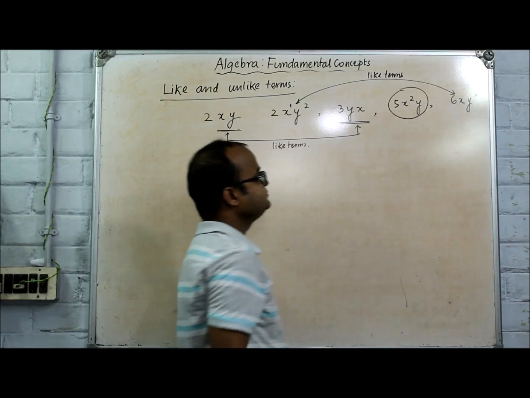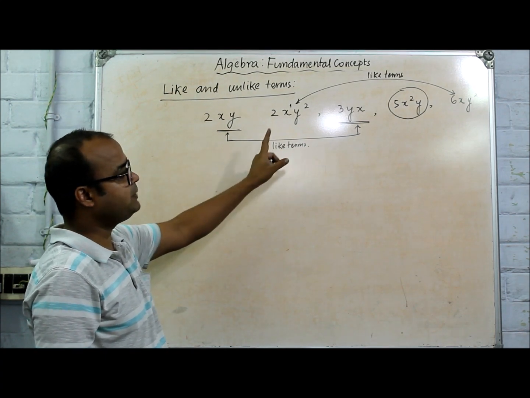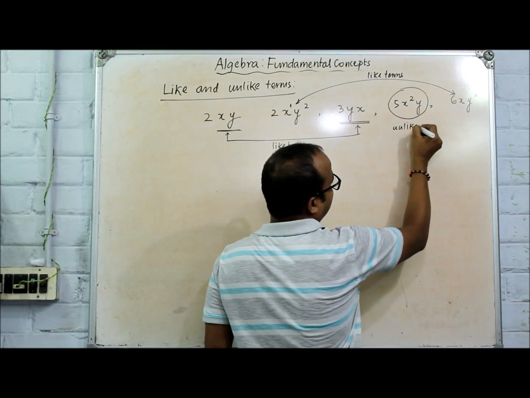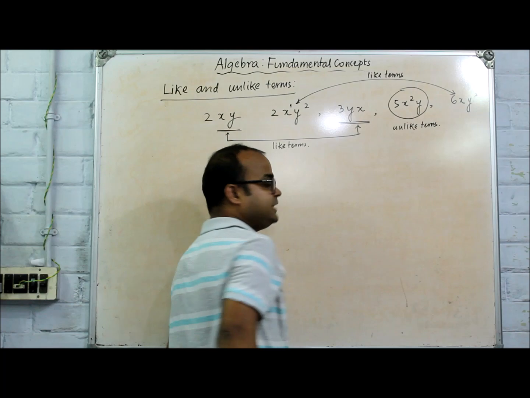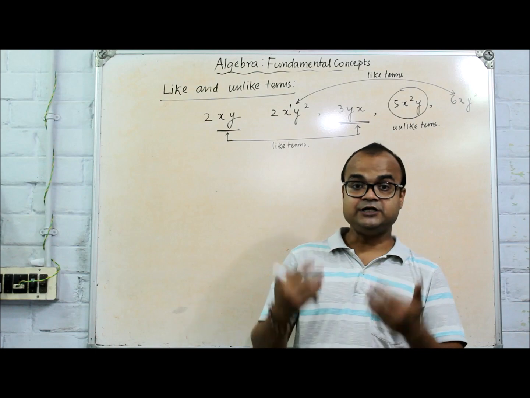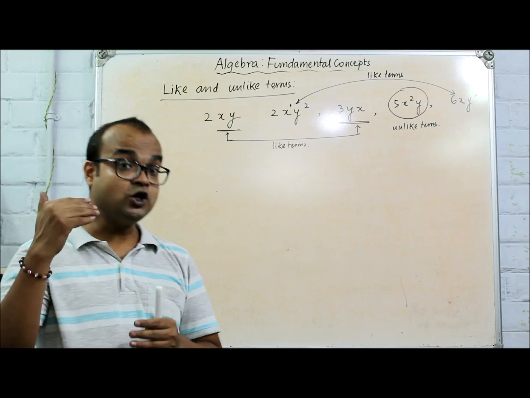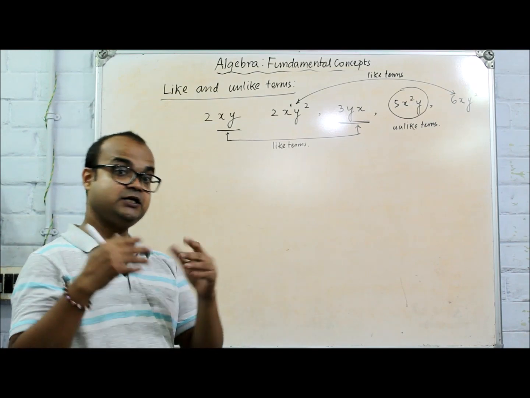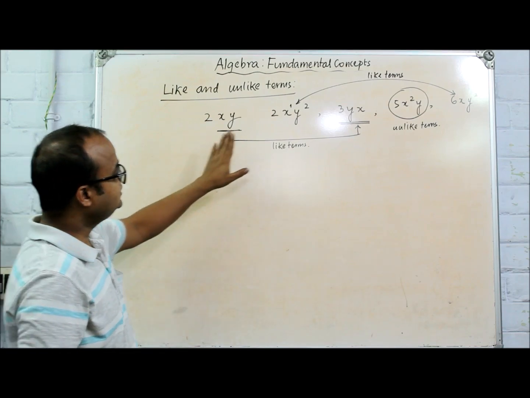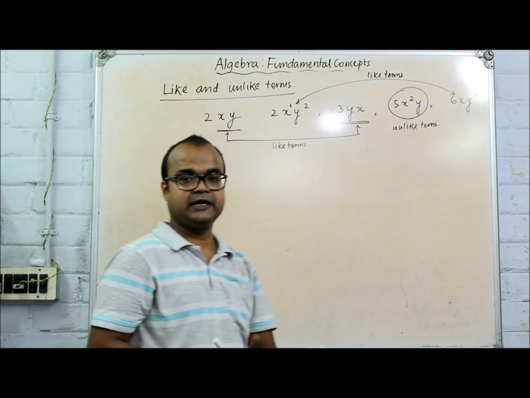5x square y. There is no term having x power 2, y power 1. So this is an unlike term. That means to identify, because in algebra when we are going to learn addition and subtraction, we apply it on like terms. Clear? Addition is only possible between like terms, not between unlike terms. So these two are like terms, these two are like terms, and this is an unlike term.